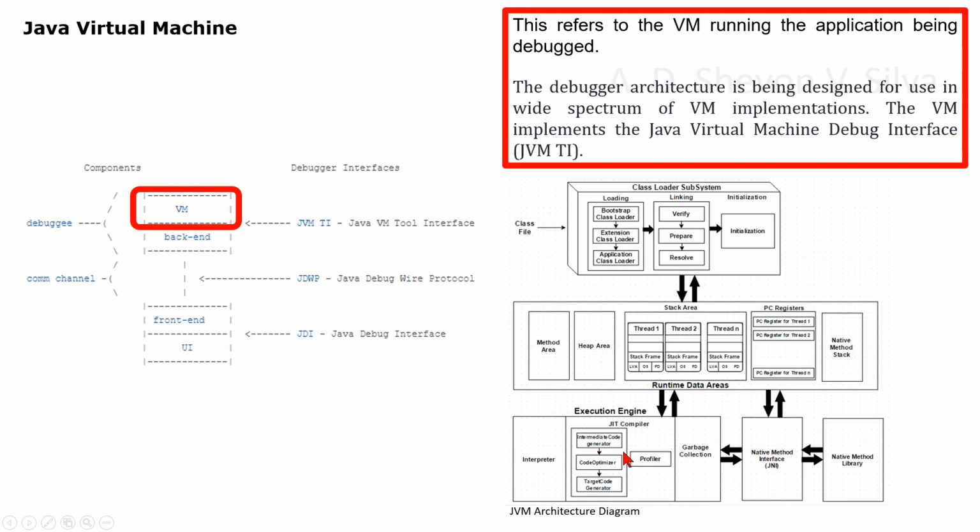Intermediate code generator produces intermediate code. Code optimizer is responsible for optimizing the intermediate code generated above. Target code generator is responsible for generating machine code, that is native code. Profiler, a special component, is responsible for finding hotspots, that is, whether the method is called multiple times or not.